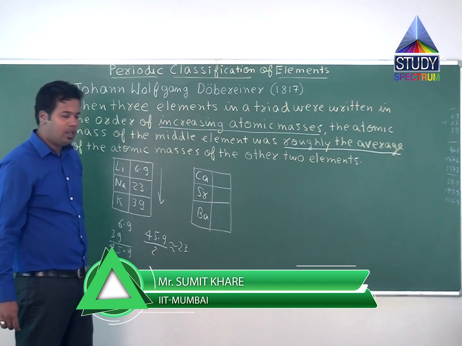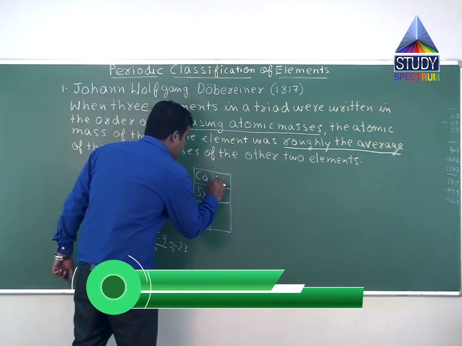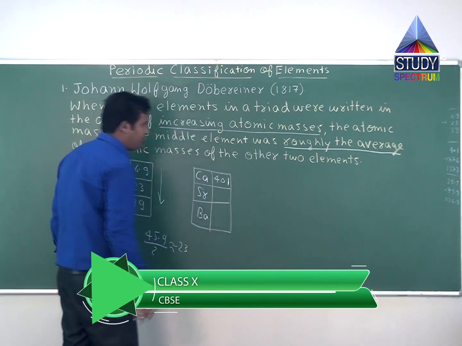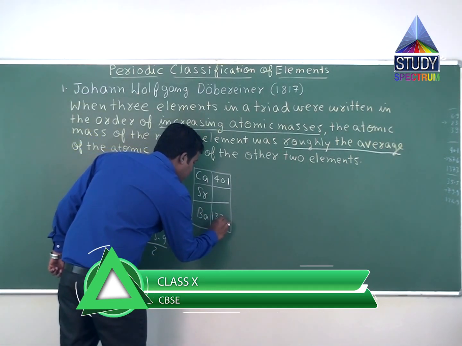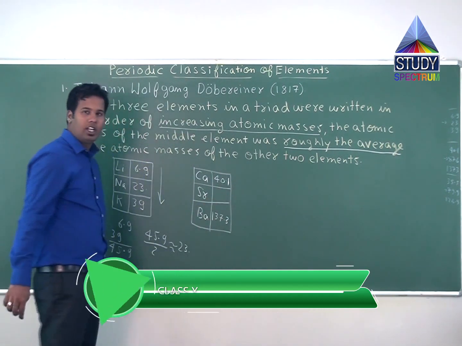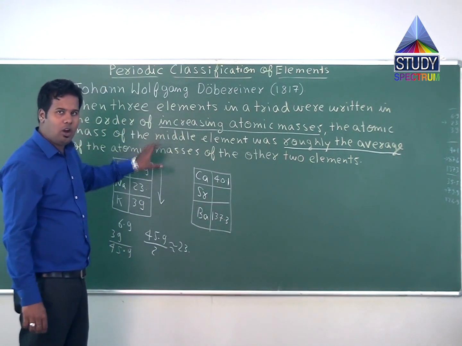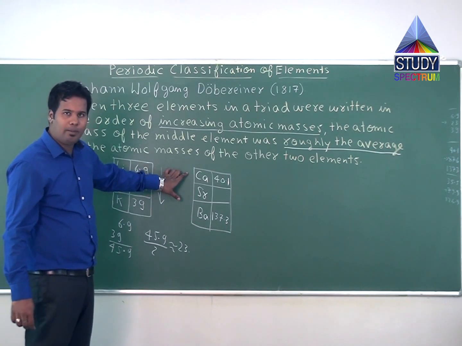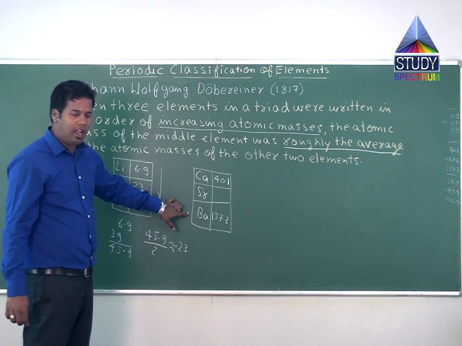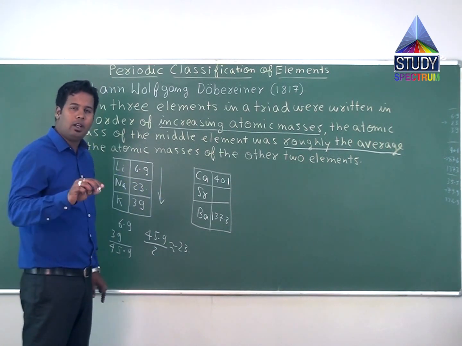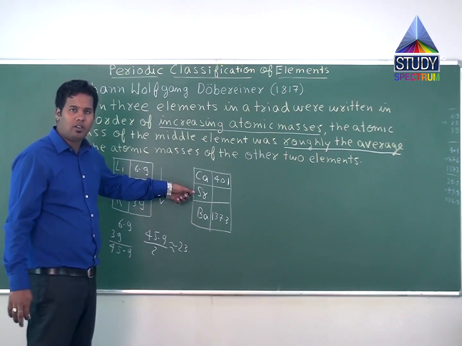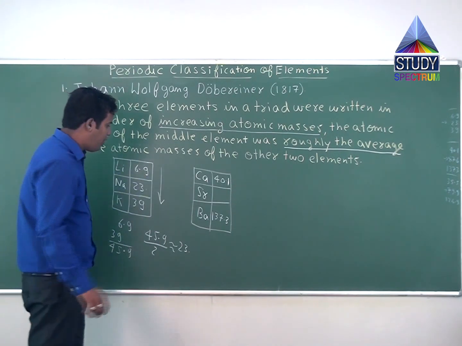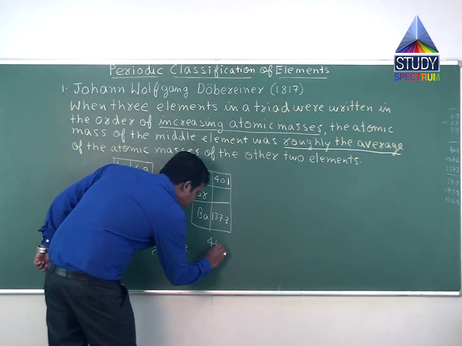Let us see whether this statement actually justifies the arrangement of these three elements in the second triad or not. The atomic mass of calcium is 40.1. The atomic mass of barium is 137.3. Correct? Now, as the law states, if we add the atomic mass of the first element, calcium, and the atomic mass of the third element, that is barium, and divide it by 2, it should roughly be equal to the atomic mass of the middle element, that is strontium.